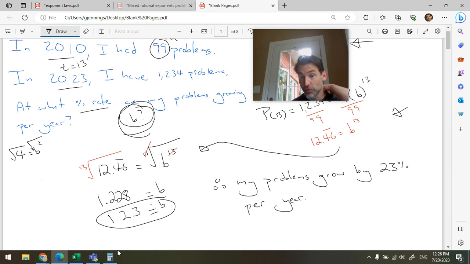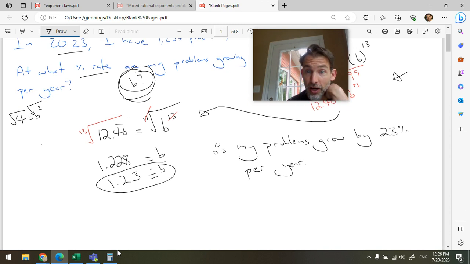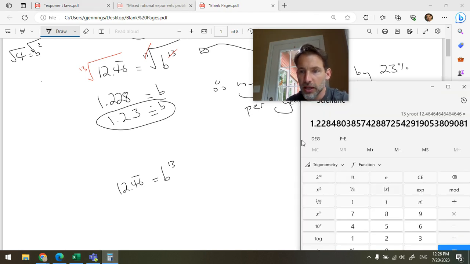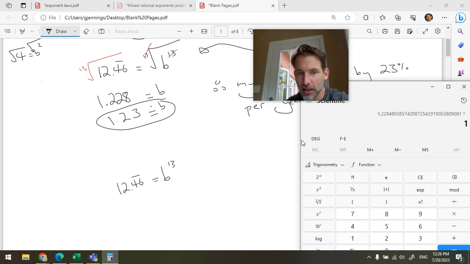You take the 13th root of both sides. Now there's another option, and I like it better because it doesn't involve me staring at my calculator, figuring out how to take the 13th root of stuff, and that's raising things to the 13th power. When you've got b to the 13 is equal to 12.46 repeating, you just take that, let's just raise this to the 13th power, and we'll get 12.